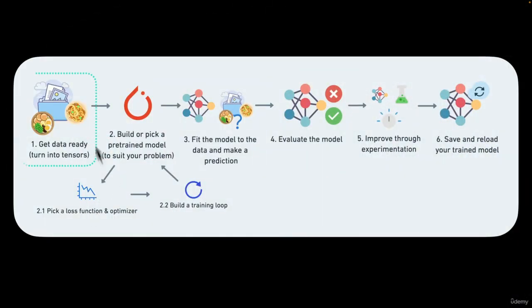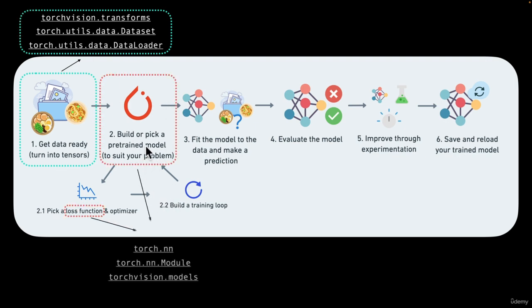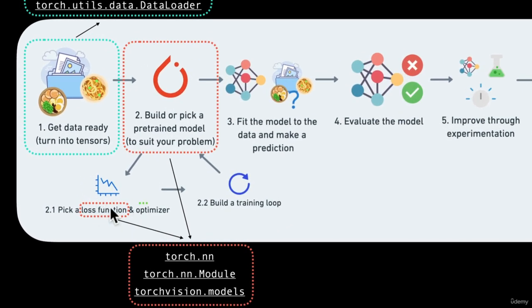So what have we done? We've got our data ready and we turned it into tensors using a combination of these functions. We've built and picked a model. Well, we've built a model, which is the tiny VGG architecture. Have we created a loss function yet? I don't think we have. Or an optimizer? I don't think we've done that yet.